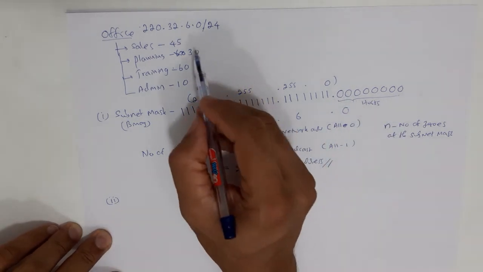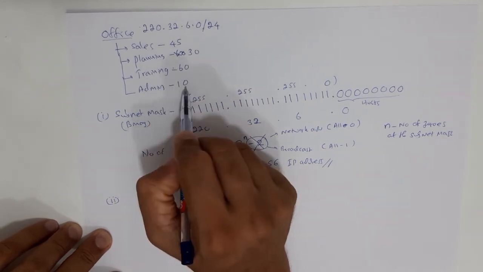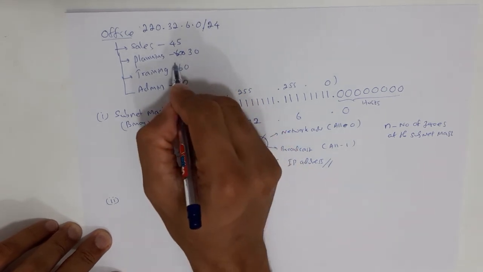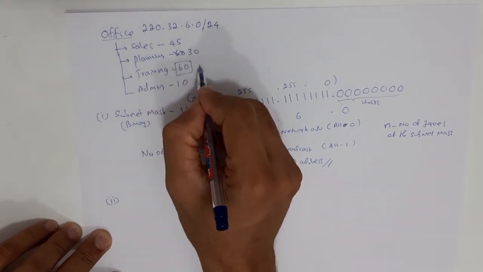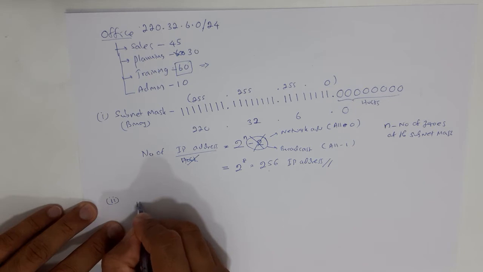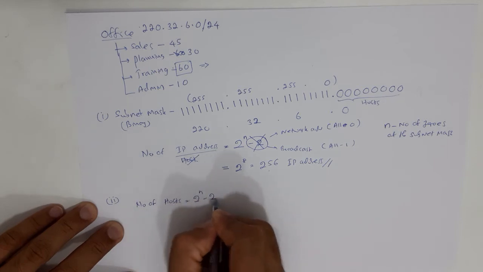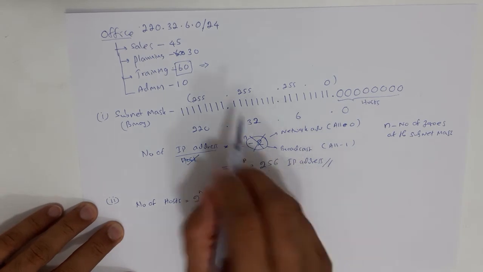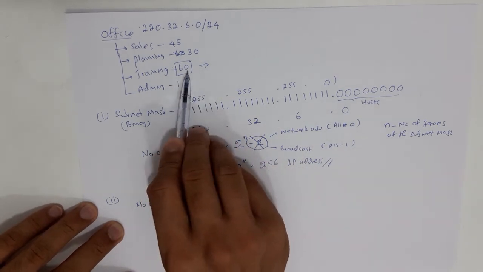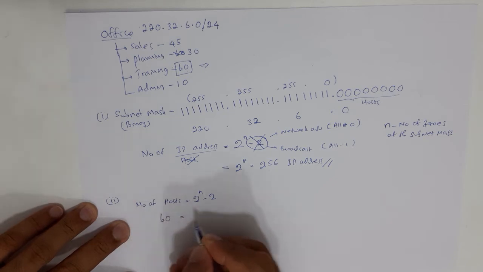What is the concept? In the question they have given that sales has 45 addresses, planning has 30, training has 60 and 10. Then the maximum number of addresses we need is 60. So with that we can start the question. Why? When doing the subnetting, we can have an equation telling that number of hosts is 2 to the power n minus 2, the one we had earlier. But they told that we need to have 60 addresses in the question. So if you consider that, we need how many hosts then? We'll just go for around 60.